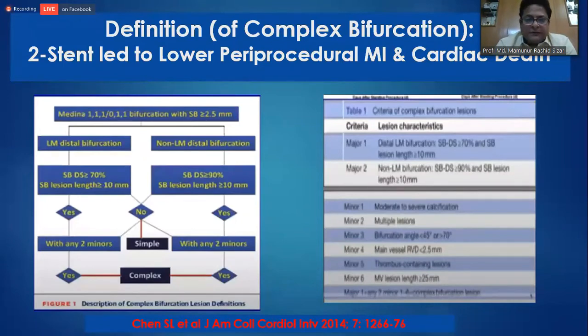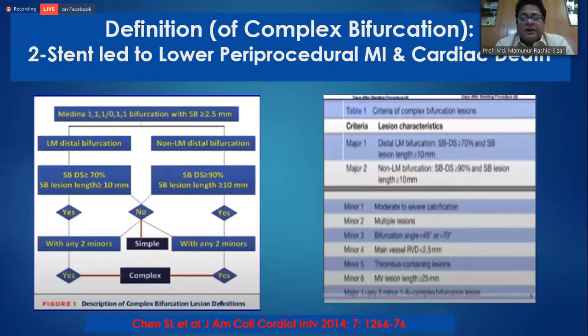What are complex bifurcation lesions? Complex bifurcation has two major criteria, or one major criterion and two minor criteria. Two major criteria: one is side branch disease; in the case of left main coronary artery, more than 70% in length more than 10 millimeter. In the case of distal vessels, length more than 10 millimeter and lesions more than 90%. And minor criteria are moderate to severe calcification, multiple lesions, bifurcation angle less than 45 or more than 70, and thrombus-containing lesions.